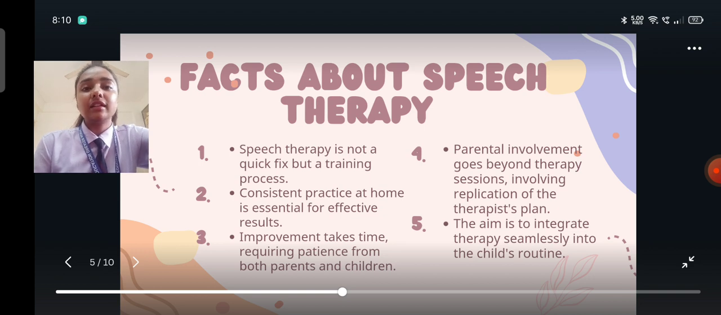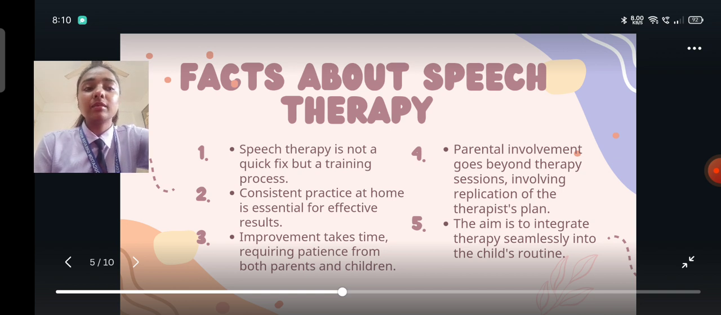will get results. Next is parental involvement goes beyond therapy sessions, involving replication of the therapist's plan, because parents are the main motivator of us. So we have to support our children in speech therapy.